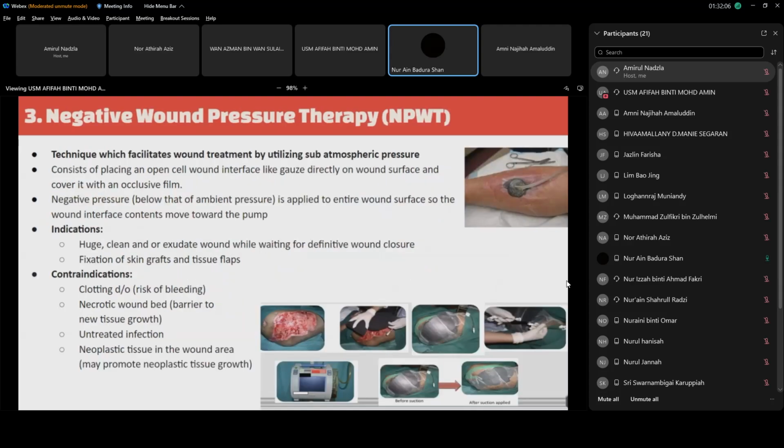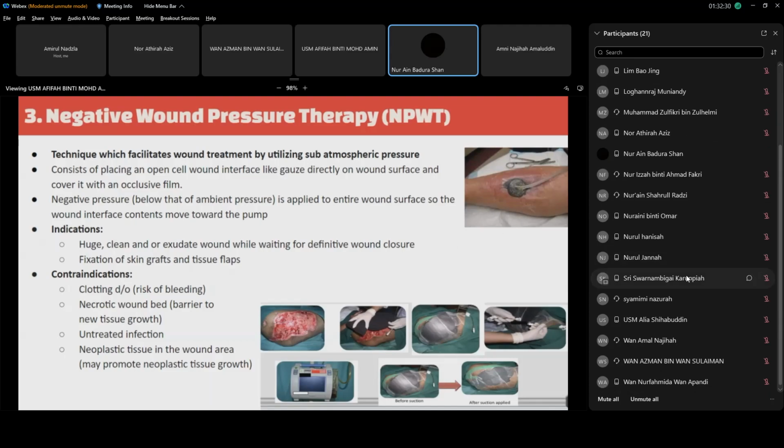Third one is negative pressure wound therapy. This technique is to facilitate wound treatment by utilizing a subatmospheric pressure, where it consists of placing an open cell wound interface like gauze directly onto the wound surface, and we cover it with an occlusive film like in the picture. After that, the negative pressure, which is below the surrounding pressure, is applied to the entire wound surface so that the wound will directly interface with the pump.